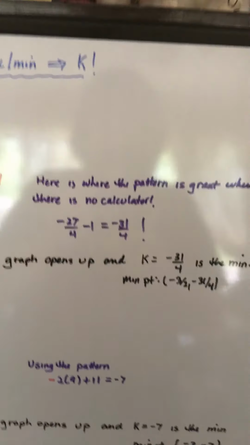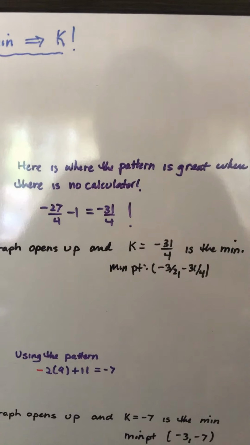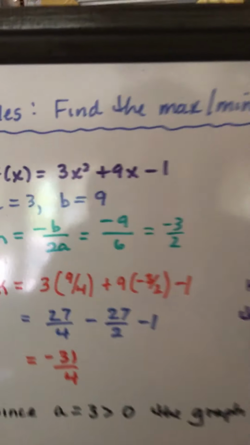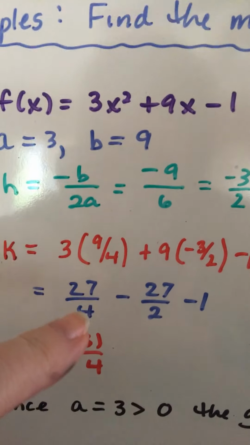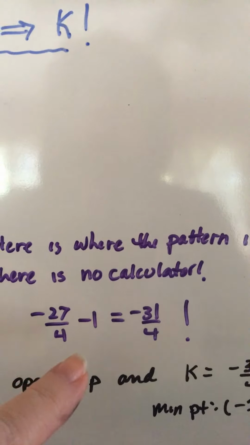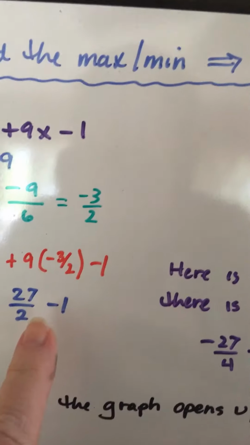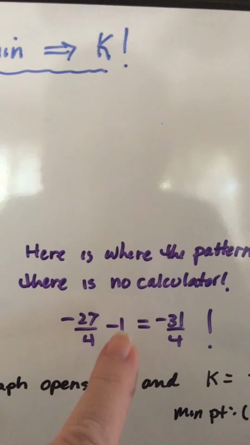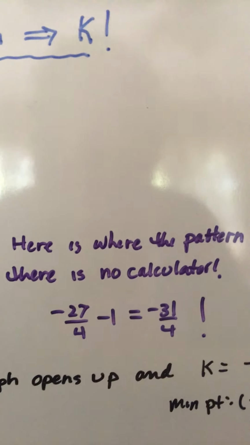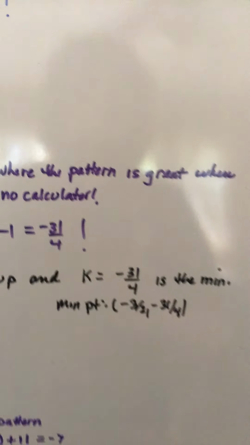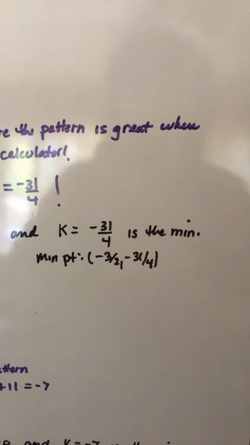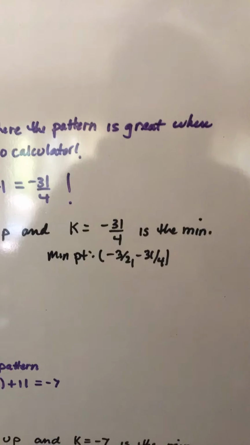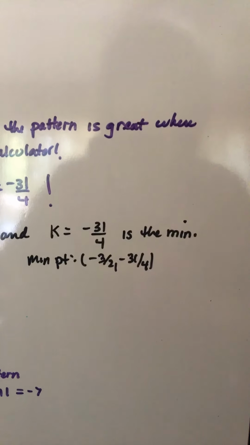But here's where it's really cool when you don't have a calculator. Notice all I do here is the ah squared. I have 27 over 4. I negate it. I put the minus 1. 4 times negative 1 is negative 4. Negative 31 over 4. Now, please note, you have to read what they say. If they want the min, it's just k. If they want the min point, it's the vertex.